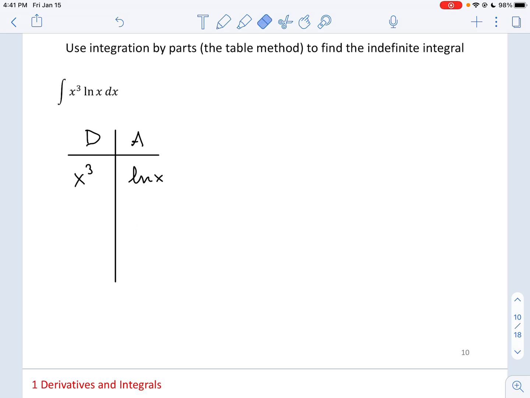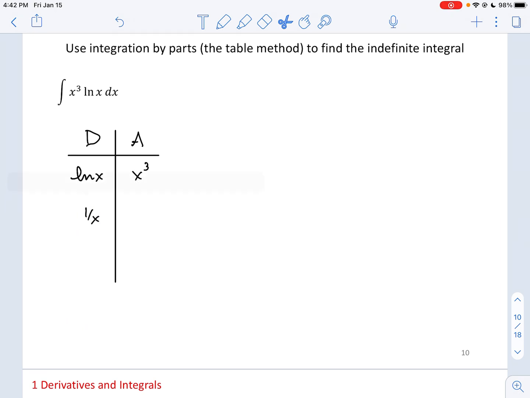Turns out that this problem is a lot easier to switch these around, put the natural log over here and put the x cubed over here, and do one extra row and then stop the table. You also don't have to keep going until you get to 0, because if you keep differentiating this, you will never get to 0. It'll just get worse and worse. So it's not always the case that you want to do this until you get to 0 in the left column. Just do that one extra row.